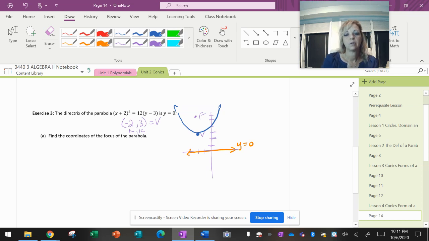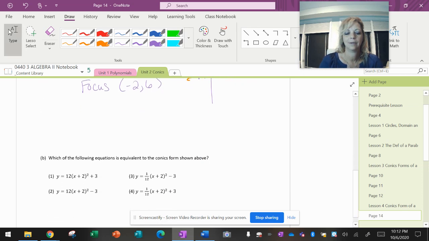Okay? So it's still going to be over negative 2 because they're all lined up. So my focus is negative 2, 6. And that's all they wanted for that one. Again, you're just drawing pictures. That's all I expect you to do. Just draw a little sketch. If you know all the pieces, it can be easy to find. There are formulas I could give, but if you can do a sketch, that's all I'm asking.